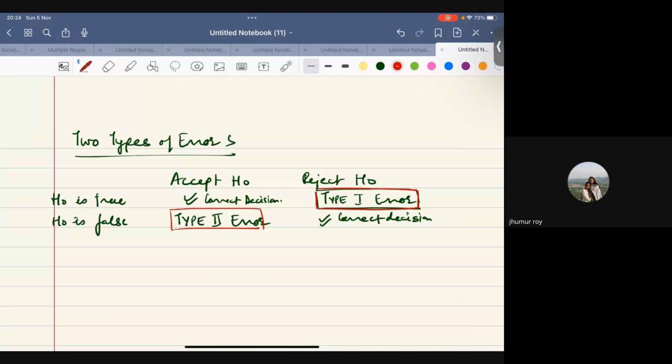Is it clear? So over here you have type 1 error and over here you have type 2 error. What is type 1 error? Type 1 error is that the null hypothesis is true but you have rejected it. What is type 2 error? When the null hypothesis is false and you have accepted it. Clear?